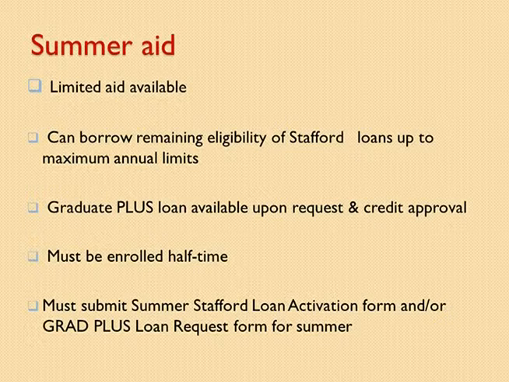So for example, if the annual loan limit on a Stafford loan is $20,500 and you have only borrowed $10,000 of that eligibility during fall and spring, you have the remaining $10,500 to borrow during your summer term. Of course, that maximum amount will also depend on what the summer cost of attendance will be. The other type of aid that you may be eligible for during the summer is the Graduate Plus loan. It will be available upon request and, of course, credit approval.